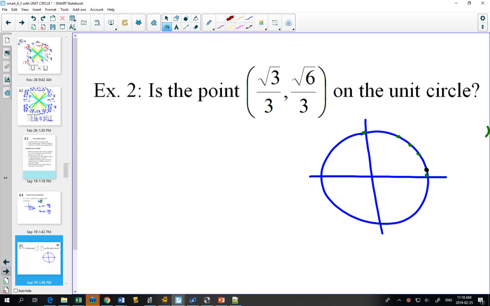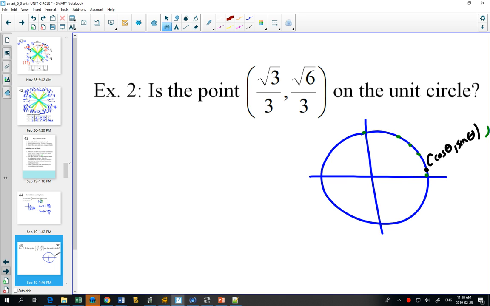And so the three big ideas that we have in this unit: we learned right away that points on the unit circle are cos theta comma sine theta. That's one of our big ideas.